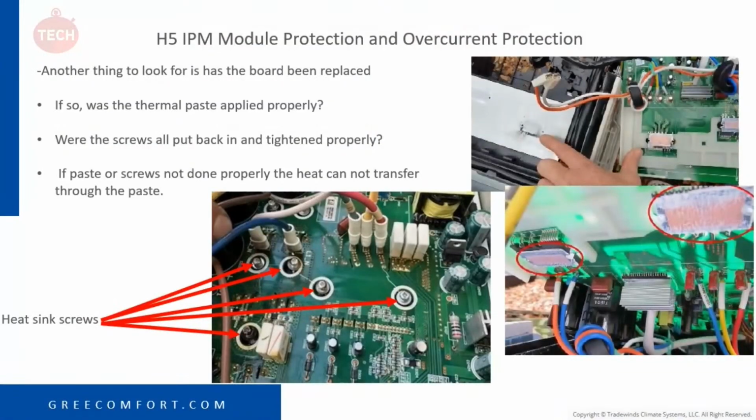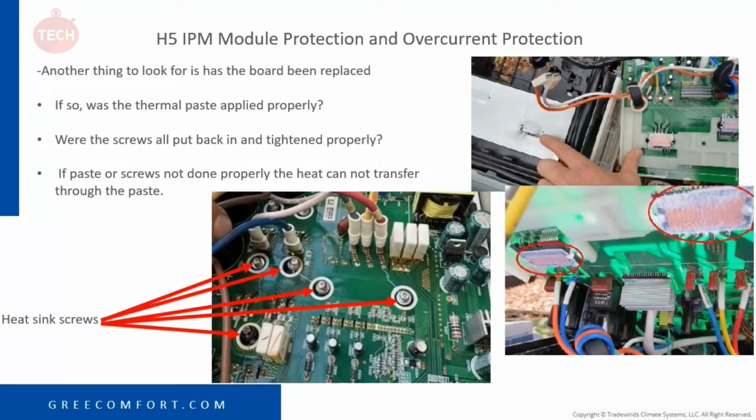That's what the heatsink is for, to remove the heat and protect that board. Also, the pictures to the right are showing you where the thermal paste would go. Again, when you replace that board, it's going to come with a little tube of thermal paste. You'd want to use that thermal paste, apply it to the parts that are circled there on the board, and be sure to get those screws in tight.